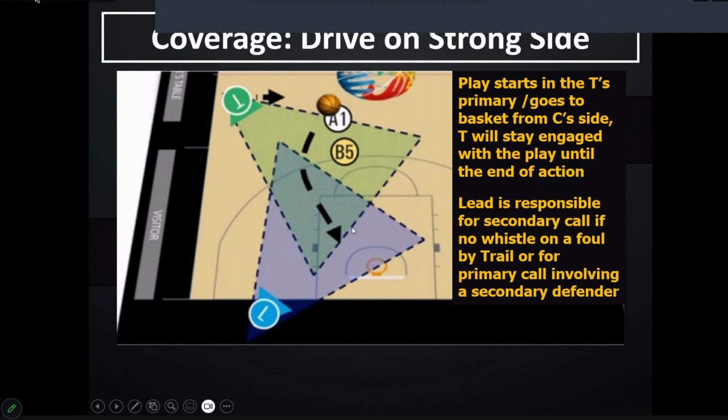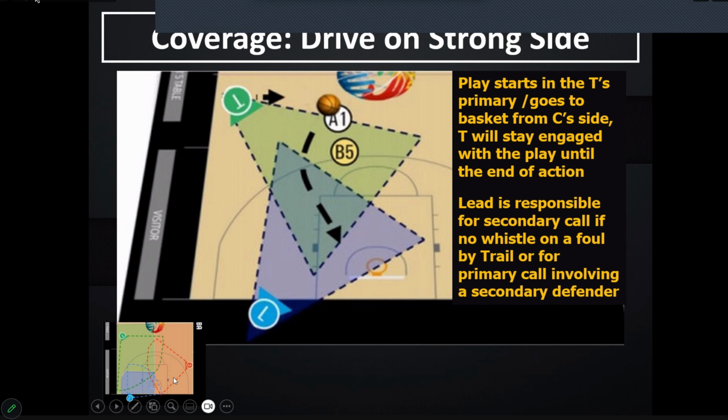That said, there is a very off chance that if a help defender comes from this side and there's contact by that help defender, who's going to take that? Center. Center. So you've got to identify the defenders that you're responsible for, and plays you're responsible for. Okay.